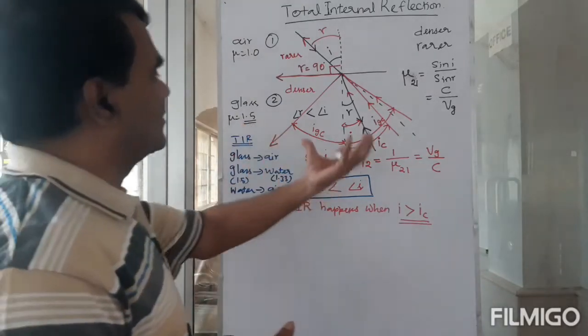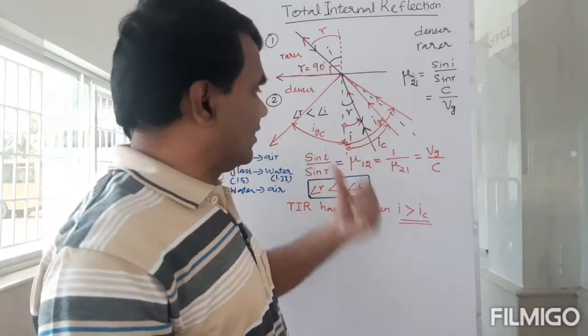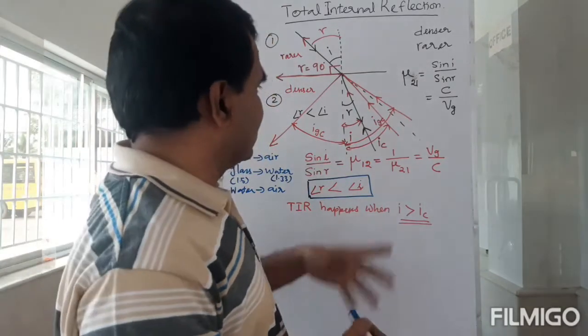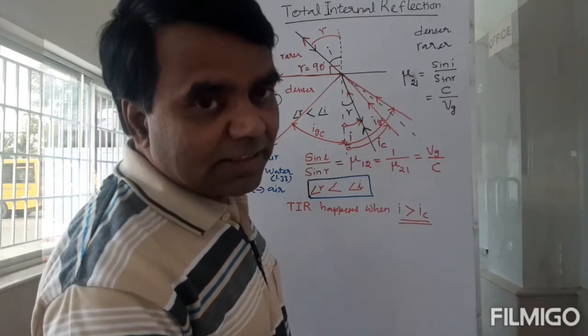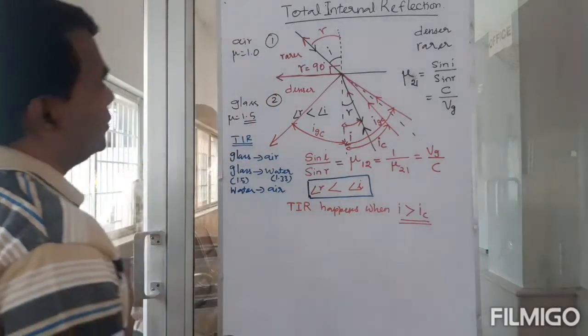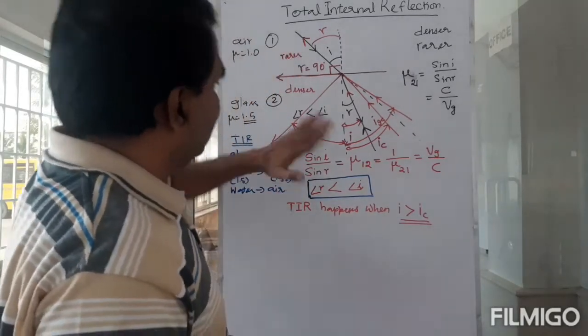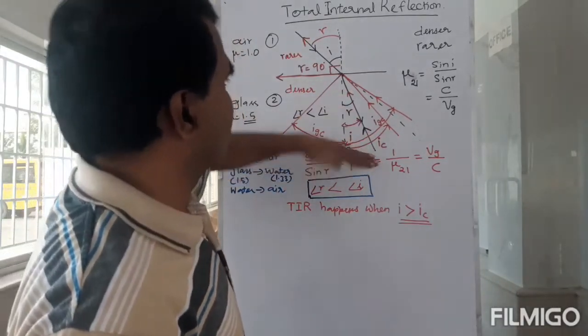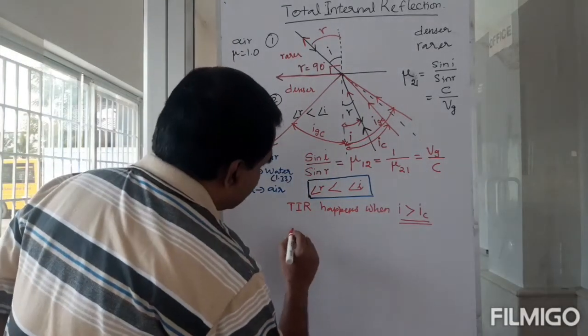Okay, then how do you find the critical angle? This is IC. For example, you have water and then air. How do you find the critical angle first? Well, I'll use red, because you should always go from denser to rarer. So I'm going to use red.